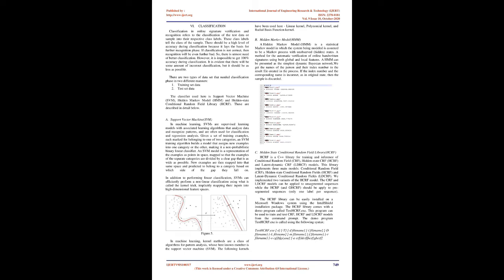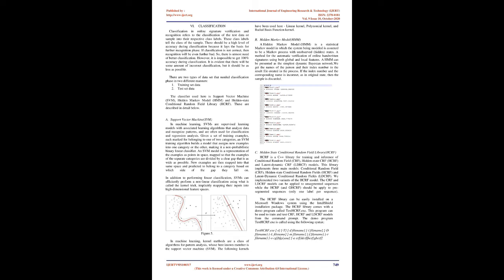6. Classification. Classification in online signature verification and recognition refers to the classification of the test data or sample into their respective class labels. These class labels tell the class of the sample. There should be a high level of accuracy during classification because it lays the basis for the further recognition phase. If classification is not correct, then recognition will be even worse. So, there is utmost need of better classification. However, it is impossible to get 100% accuracy during classification. It is evident that there will be some amount of incorrect classification, but it should be as little as possible.